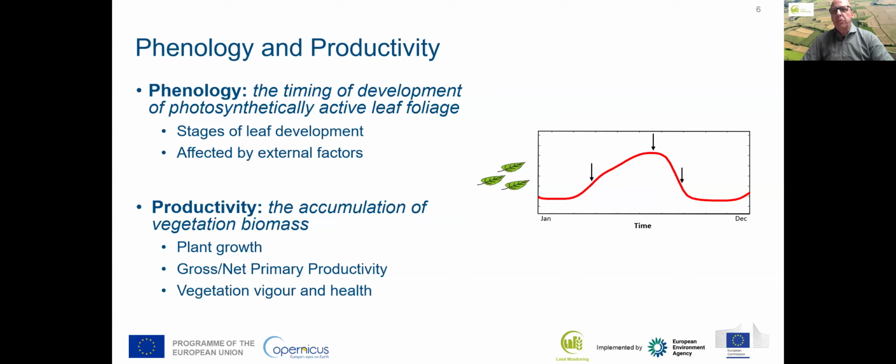And then we have the productivity, which is an accumulation of the biomass. That kind of denotes the plant growth. And often it's also measured with terms such as gross or net primary productivity.